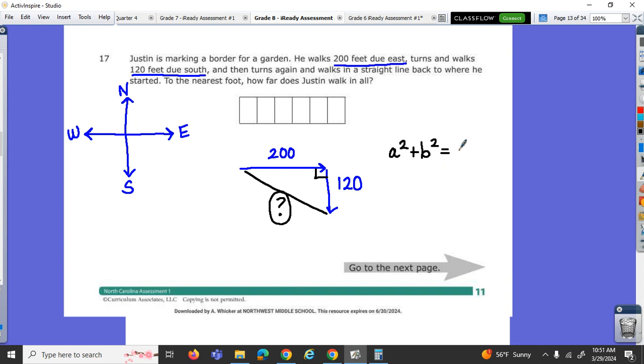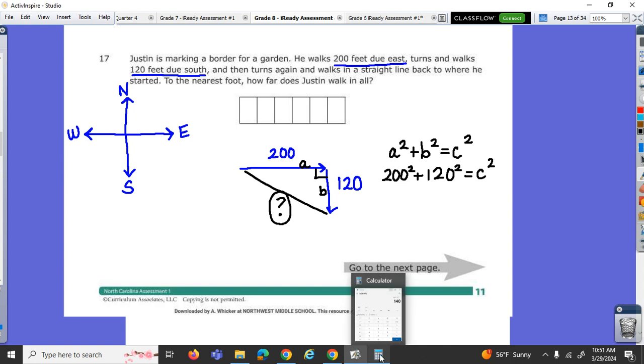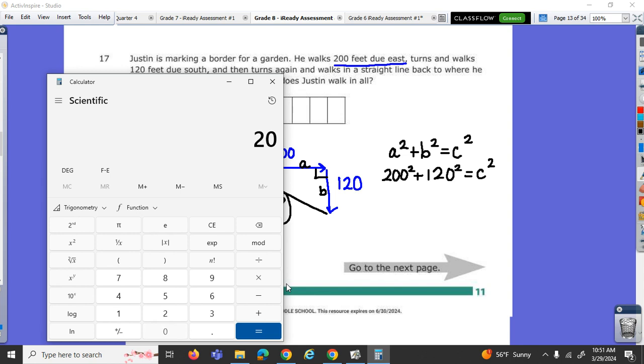Good news is that we are now in the calculator active session, so we can use our calculator to help us. So our legs could be A and B. Remember, those are interchangeable. So let's plug in those numbers. 200 squared plus 120 squared is equal to C squared. Okay, all right, so you can use your calculator as little or as much as you want to, but remember it is there for you as a tool for this part.